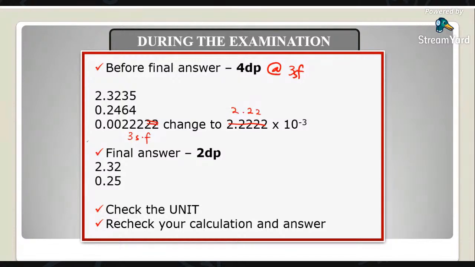And then for the final answer, you have to write in 2 decimal places, for example, 2.32 or 0.25. After that, you need to check the unit, because for some questions we need to write the unit, but for some answers we don't have to write the unit. So it depends. And then after that, recheck your calculation and answer.